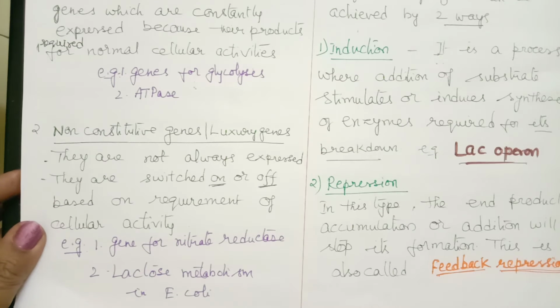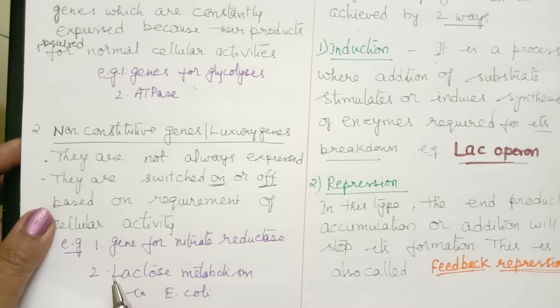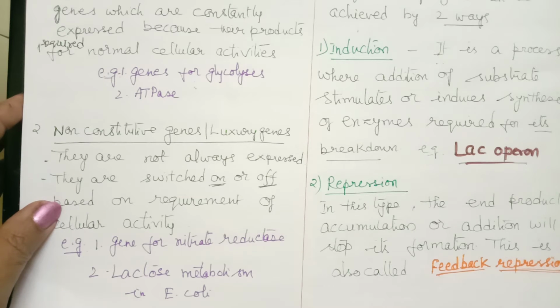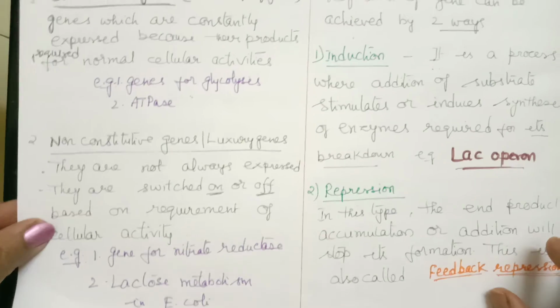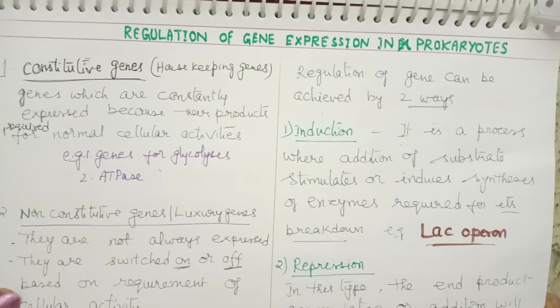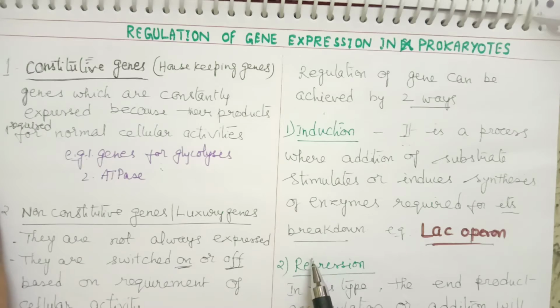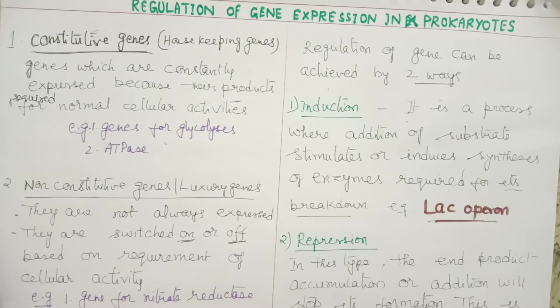Lactose metabolism also, in E. coli. This is also a case where the gene cannot express all the time. Only when lactose is available, the genes can express. Now, regulation of gene can be done in two ways. One is called induction, another is called repression. Let us see what these are and what the examples are.